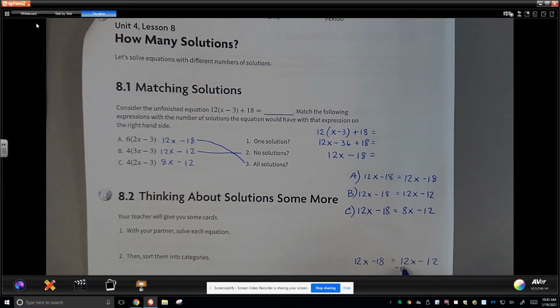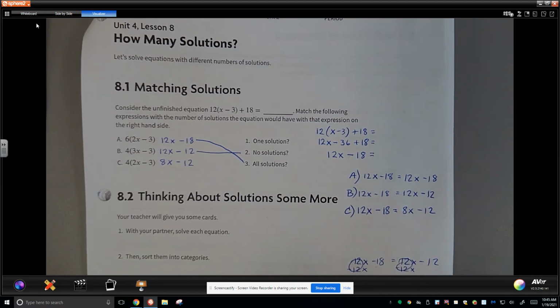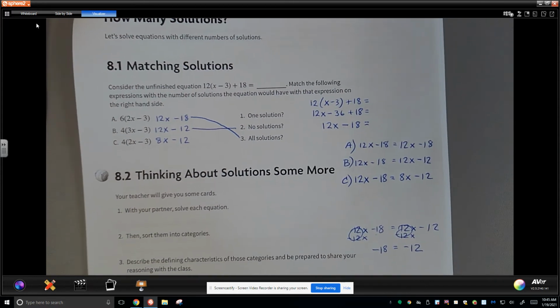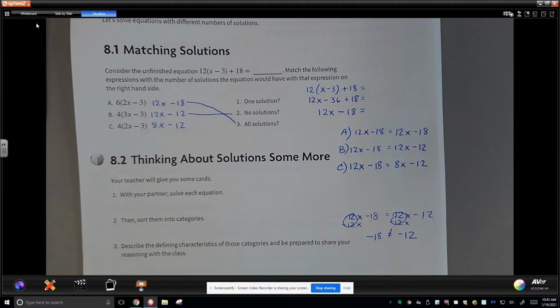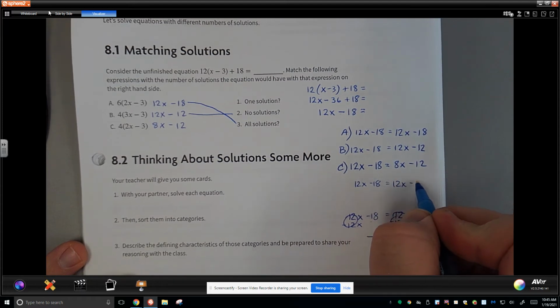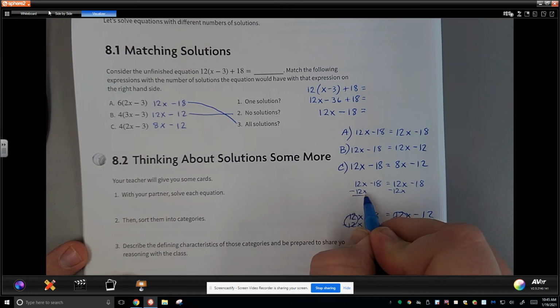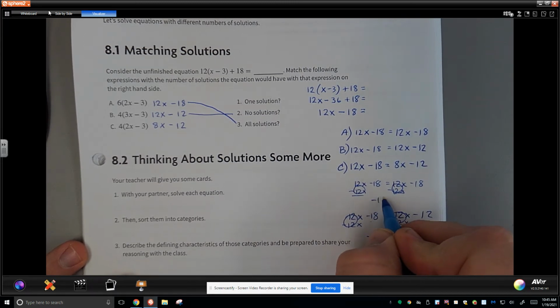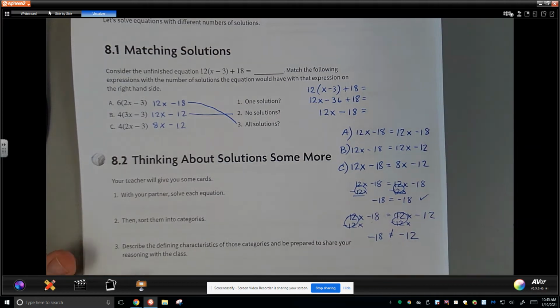and if we went ahead and subtracted that 12 times x, that eliminates both of those terms to where we're just comparing the constants. We know this is always false. Whereas up above, we saw 12 times x minus 18 is equal to 12 times x minus 18, and when I do the exact same thing, I see nothing but truth in negative 18 is equal to negative 18. This one is true, this one is false.